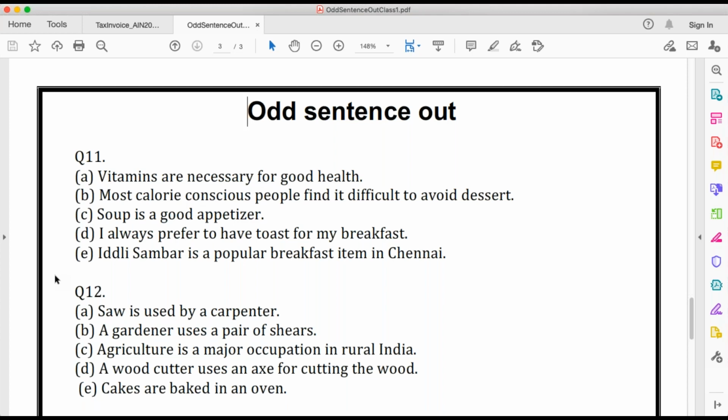See, I agree with you that personally I may also believe the same, that all the other sentences are about healthy food, but for me, say dessert is not healthy. For you, idli sambar is not healthy. For someone else, soup may not be healthy. For someone else, toast cannot be healthy, right? It becomes subjective.